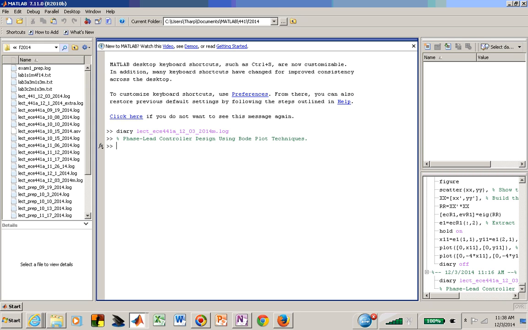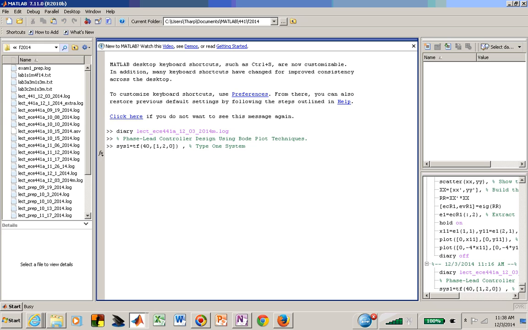So now we're going to do a phase lead controller design with the system that we just identified. It's now a system with a transfer function. The numerator is 40 in the pole-zero form, and we had a pole at the origin and a pole at 2, which we can then represent as s squared plus 2s plus 0. This is now our system. It's a type 1 system. We can sketch its Bode plot.